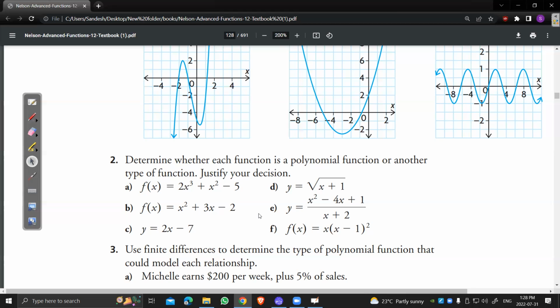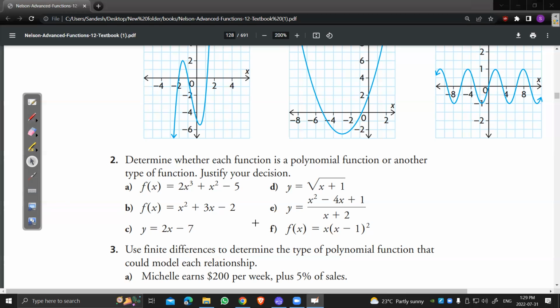F. Yes, good. What is its degree? Now this is where you're going to run into some issues. What's the degree of that polynomial f? 2. Good try. No, it's not. It's 3. Here, let me show you why it's 3.